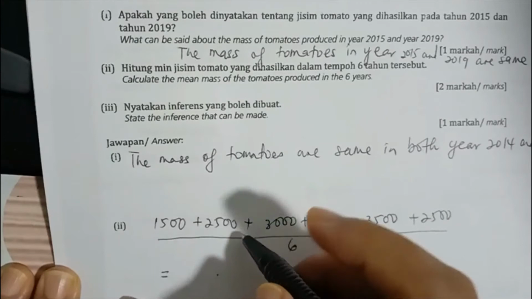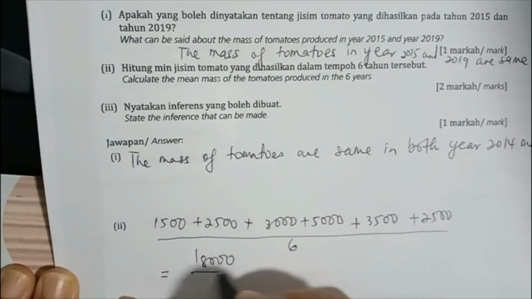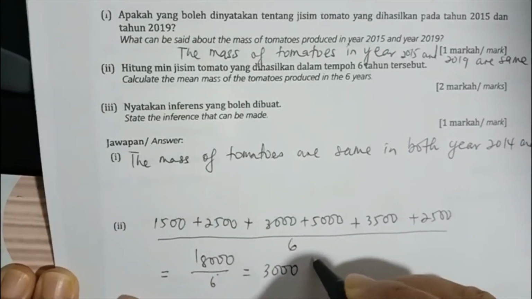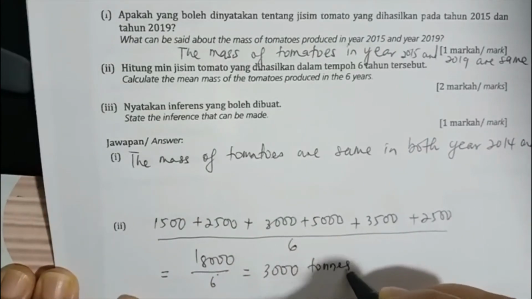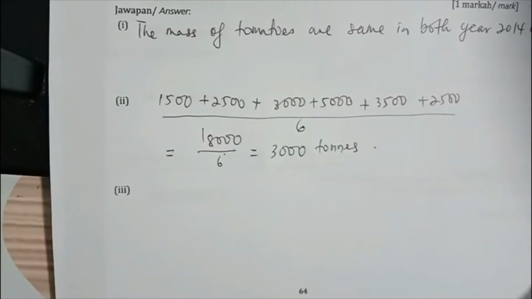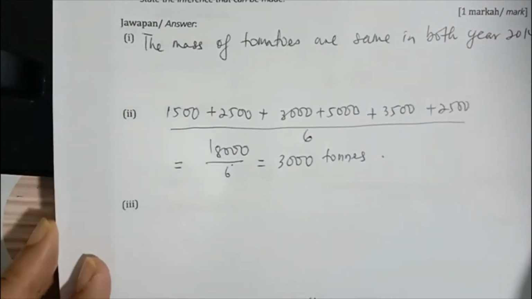Mean is average. So you get 18,000 divided by 6. So you will get 3,000 tons. Okay, 3,000 tons or 3 lah. Maksudnya average kat sini 3. Okay. Okay, part 3.